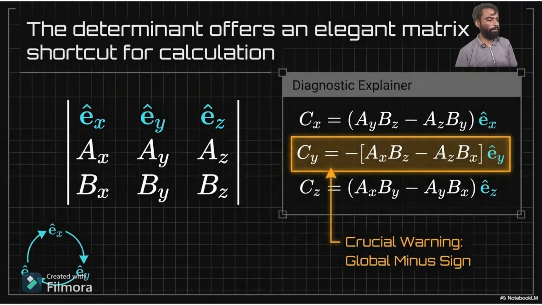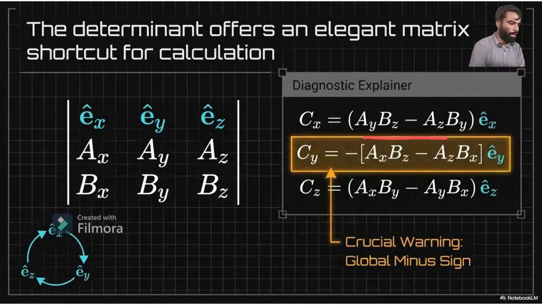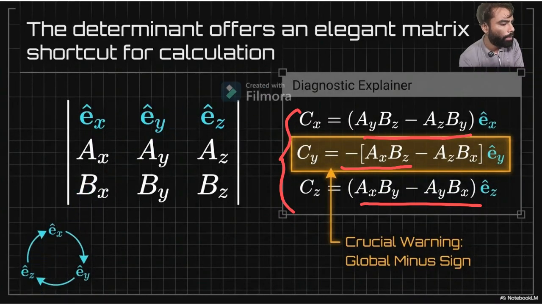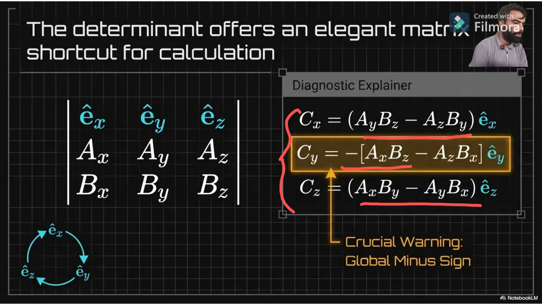Now that we have the answer, you can put that result into the determinant form, like we have: Ay Bz minus Az By, i; Az Bx minus Ax Bz, j; Ax By minus Ay Bx, k. Those were our three components, and that was the result of our cross product. You can see that you can write this cross product in determinant form.